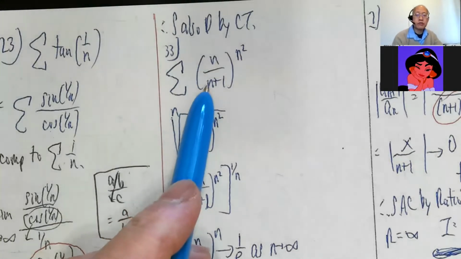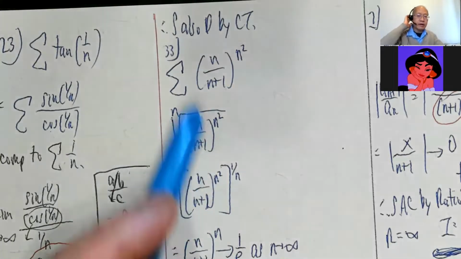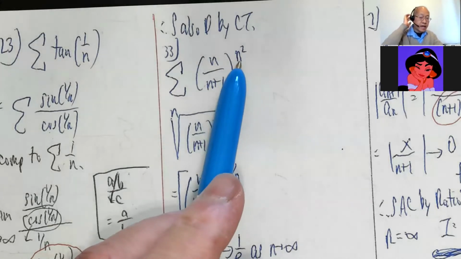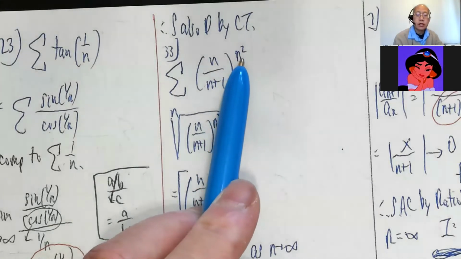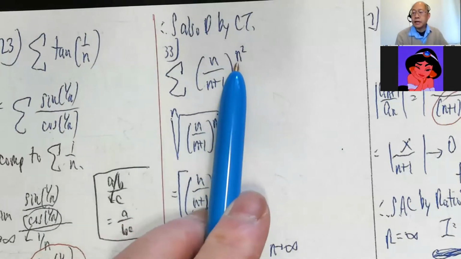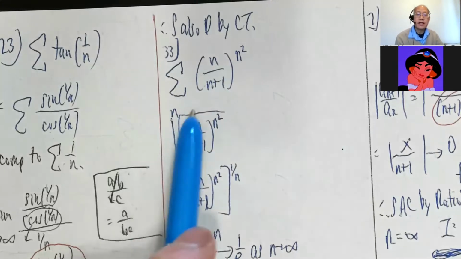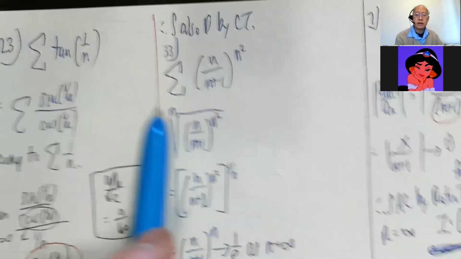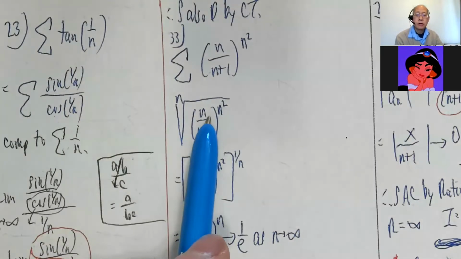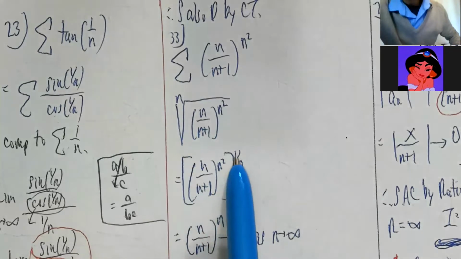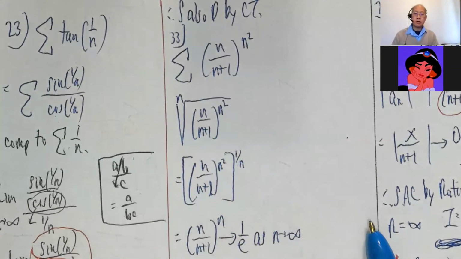Summation n over n plus 1 raised to the n squared. I look at that and say, oh, I can take the nth root of that pretty easily. So I'm going to aim for the root test. I'm going to take the nth root of this thing. So n over n plus 1 to the n squared, nth root. And if you take the nth root, it's like raising to the 1 over n power, as you can see right here, which I'm going to do.